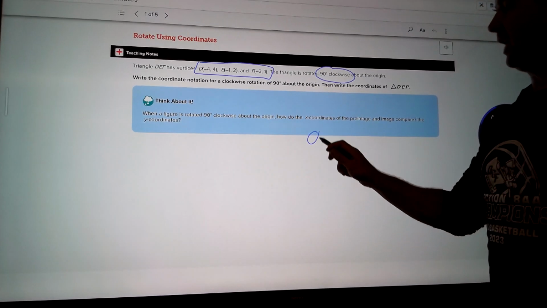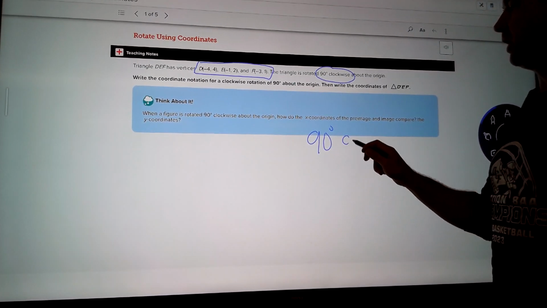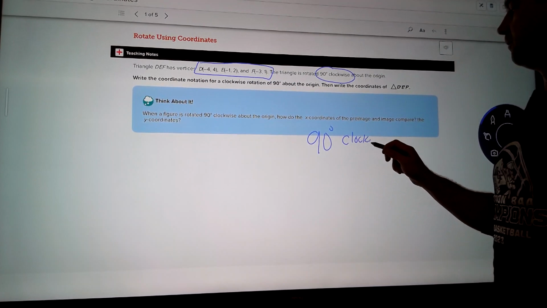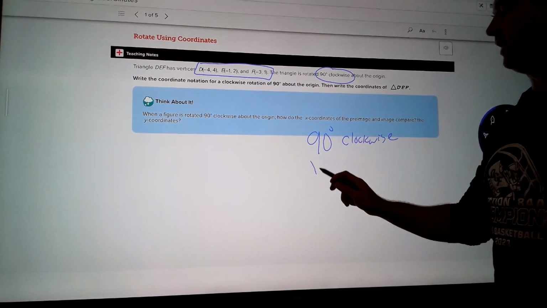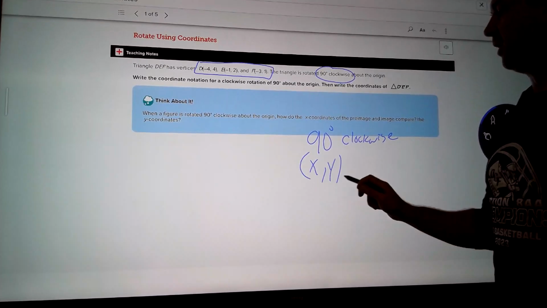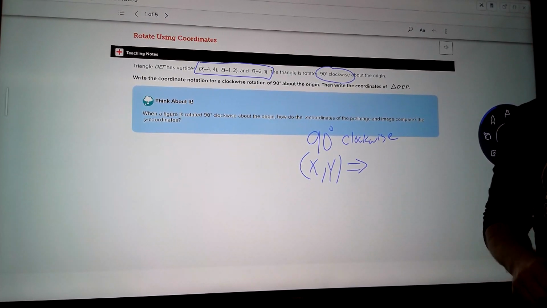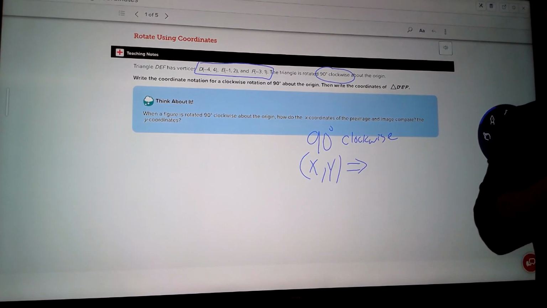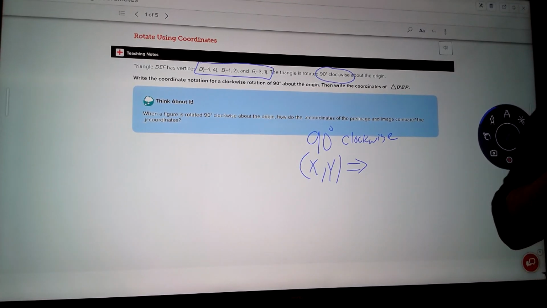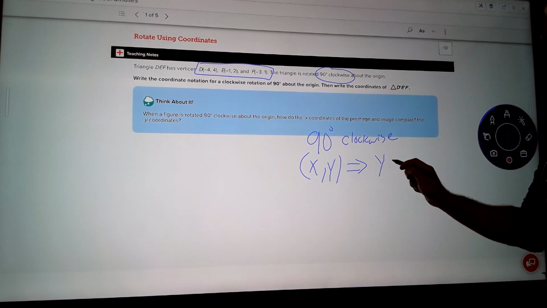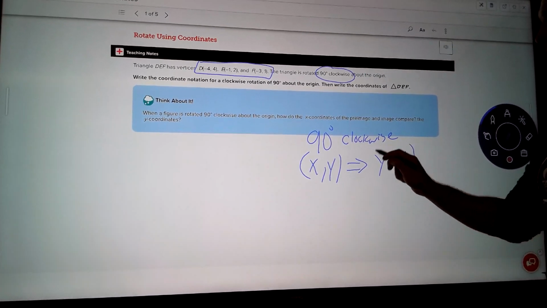If I'm doing a 90 degree clockwise rotation, what was the x, y? What does it become? Maybe look at your notes real quick, see if you can remind yourself, what is a 90 degree clockwise rotation? We go to y and the opposite of x, right?